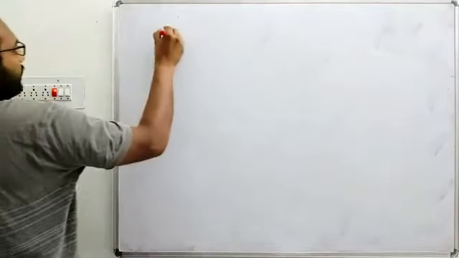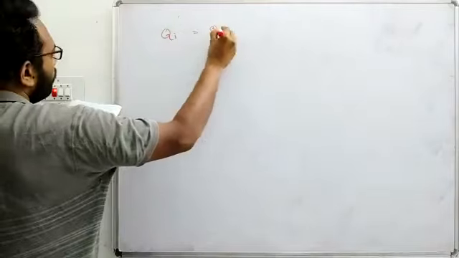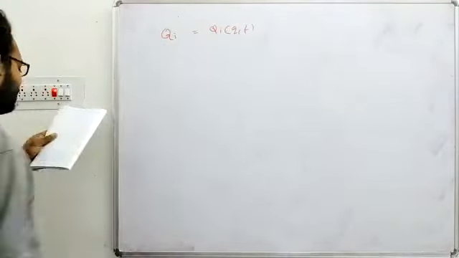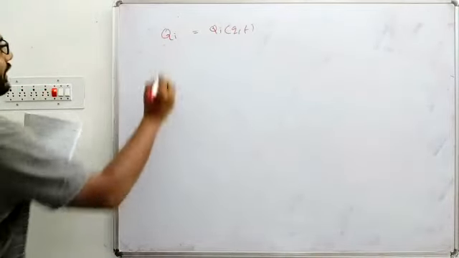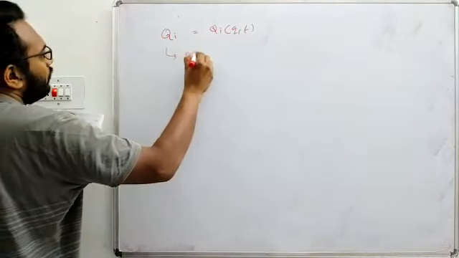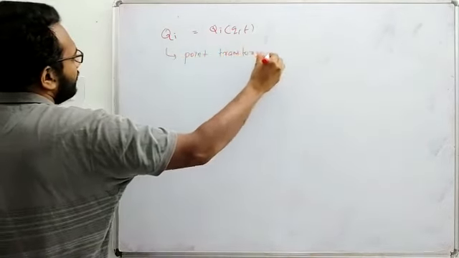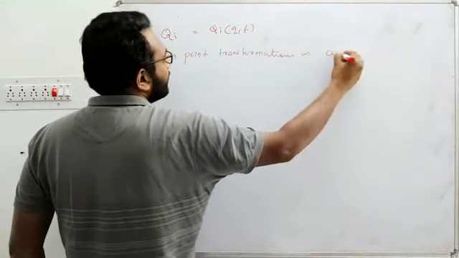So we can think of such transformations: Qi is equal to Qi of q comma t. These are the new coordinates and these are the old coordinates. Now these are called point transformations in, let's say, configuration space.